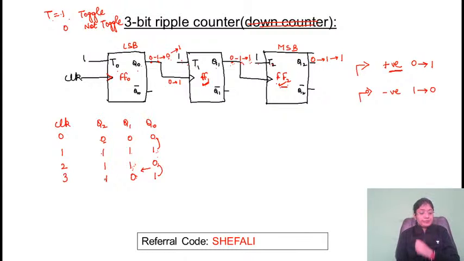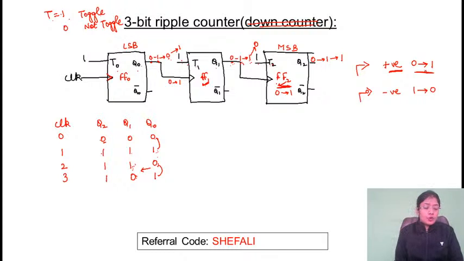Clear? बच्चे, second flip-flop activate कैसे होगा? Second flip-flop is not activated because Q1 की output क्या change हुई है? It is changing from 1 to 0. But ये activate कब होगा? When it will be changing from 0 to 1. Positive का मतलब क्या है? Changing from 0 to 1.